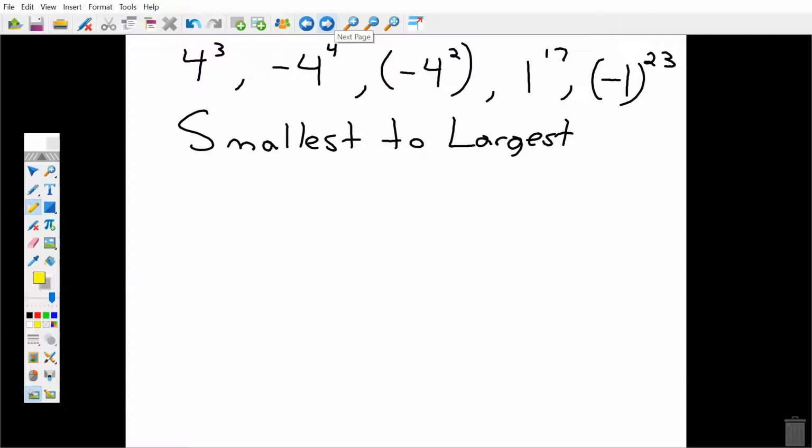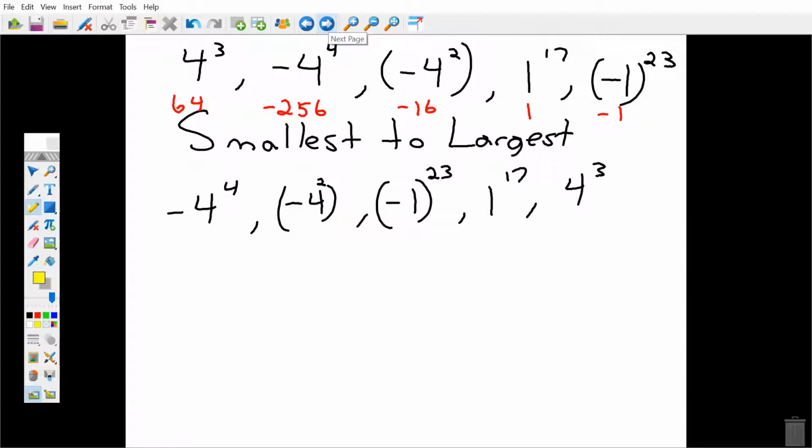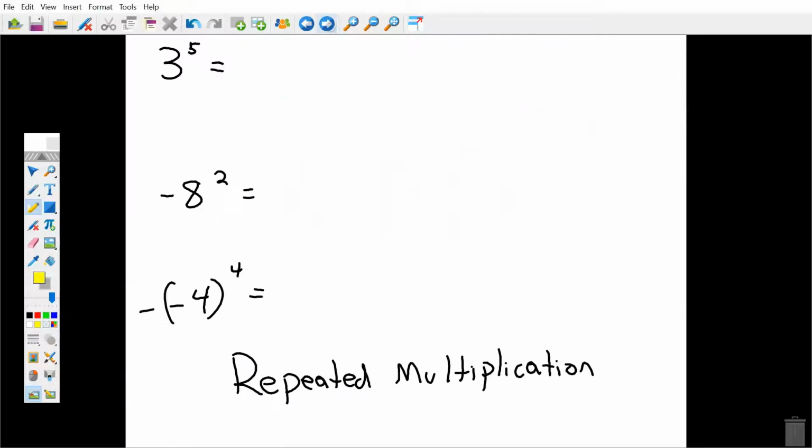Next question. Please put these in order from smallest to largest, please. And the answer is negative 4 to the power of 4, negative 4 squared, negative 1 to the power of 23, 1 to the power of 17, and 4 to the power of 3. So you, again, are looking to evaluate each of them individually, and then it'll be very easy to place them in order from smallest to largest.